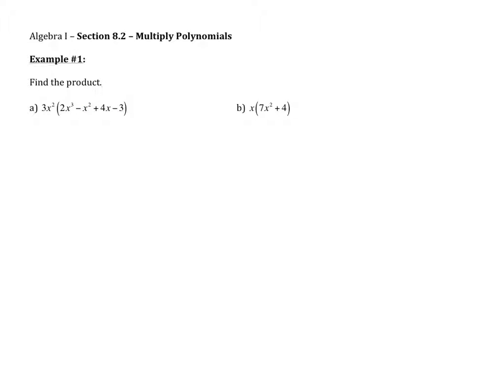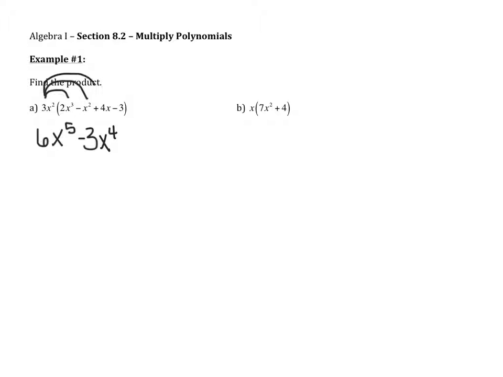So my first step, I would take 3x squared times 2x cubed. Just take 3 times 2, which is 6. And then remember, when you're multiplying things with exponents, you add the exponents. So x squared times x cubed would be x to the 5th. Next, I'm going to take 3x squared times negative x squared. So 3 times a negative would be negative 3. And then x squared times x squared, I would just add the exponents, would be x to the 4th.